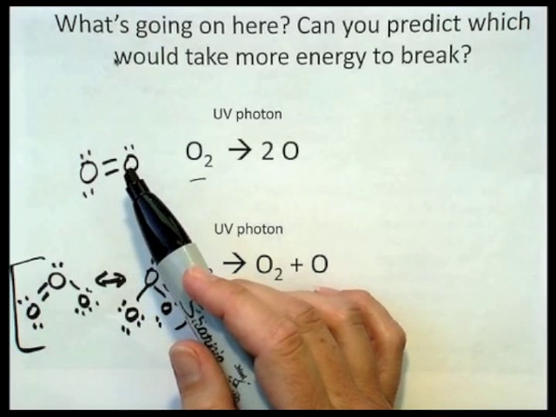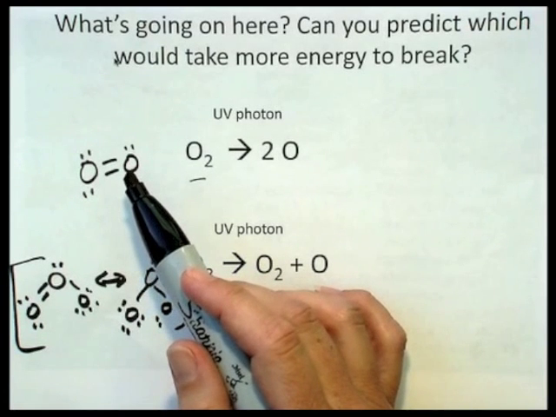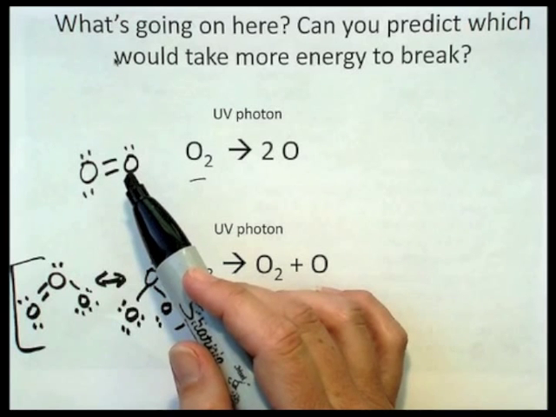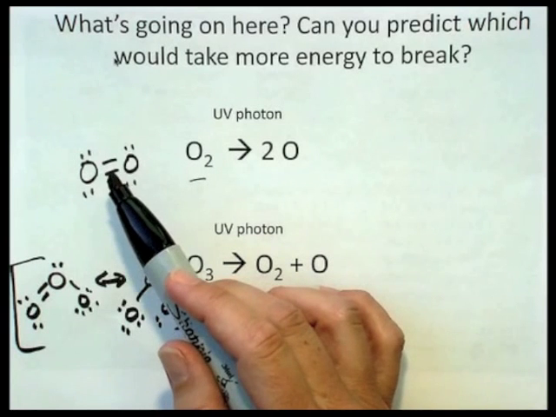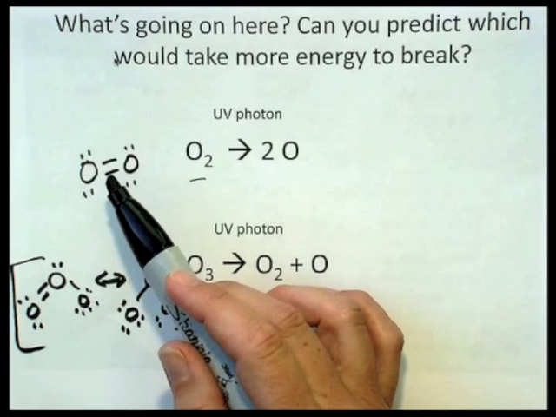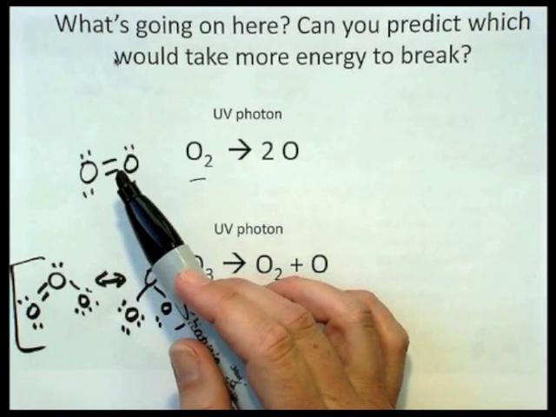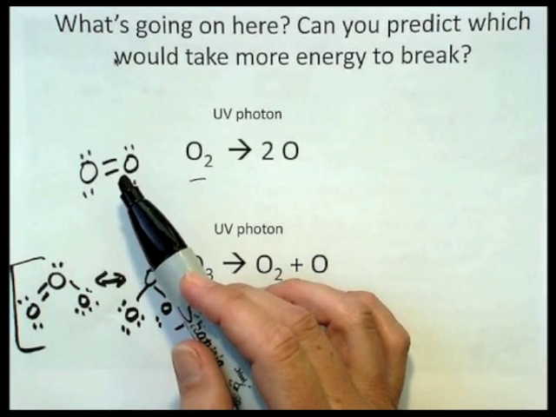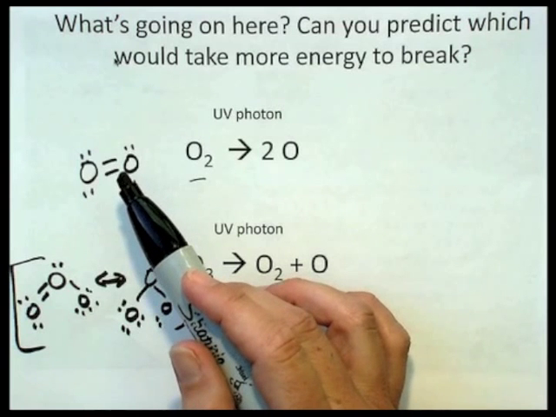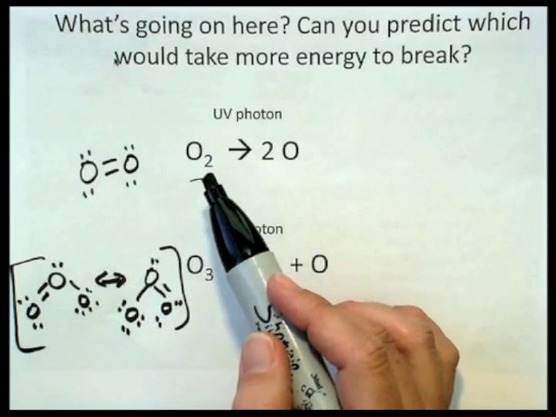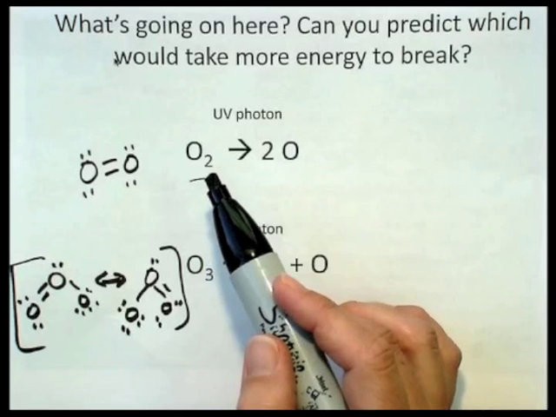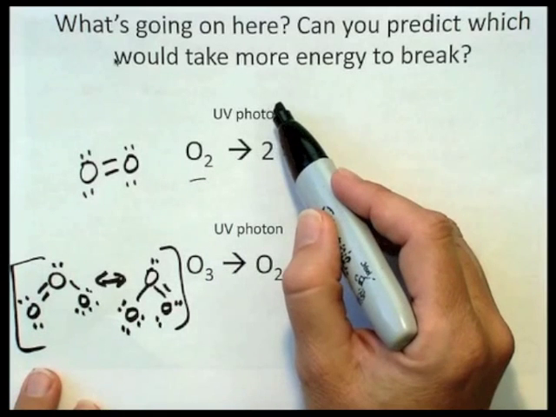Just imagine if you were holding onto some object very tight, it's going to take more energy to rip that object out of your hands. So too, if these two atoms are being held together by a tighter bond, it's going to take more energy to disrupt those bonds, that double bond we call it, to break apart those two oxygen atoms. So I'm going to predict that this is going to be a higher energy photon.